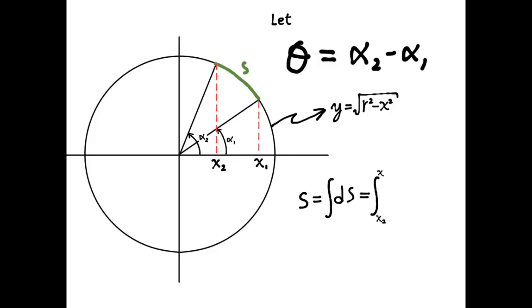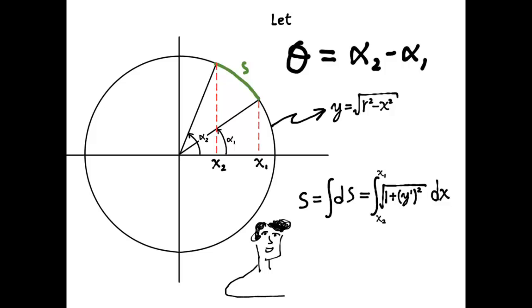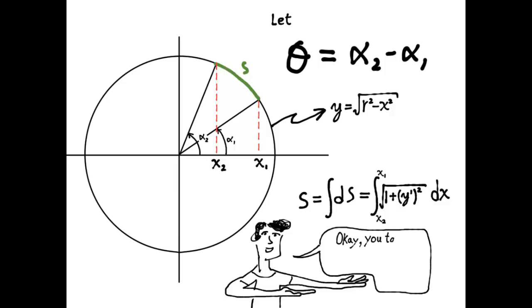So here's our integral. S is the sum of ds's. It's the integral from x2 to x1 of the square root of 1 plus y prime squared dx. That's all I'm going to give you. See if you can take that, differentiate to find y prime, and set up the integral and do the algebraic manipulation and see if you can get all the way to s equals r theta.